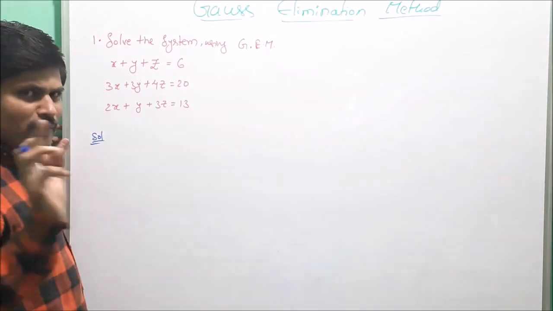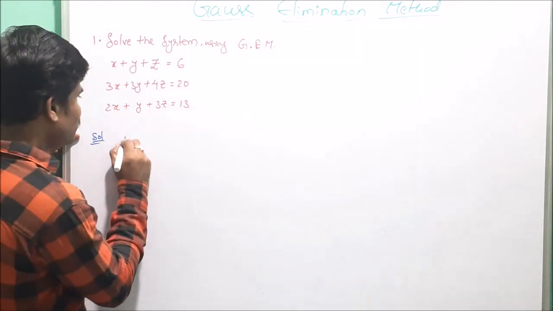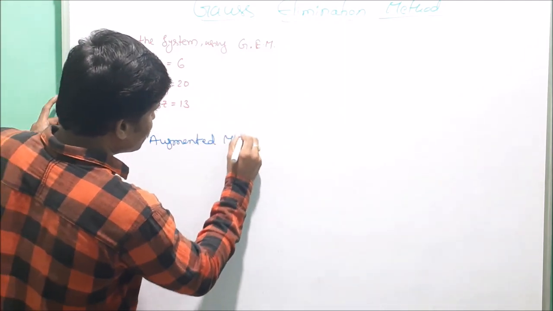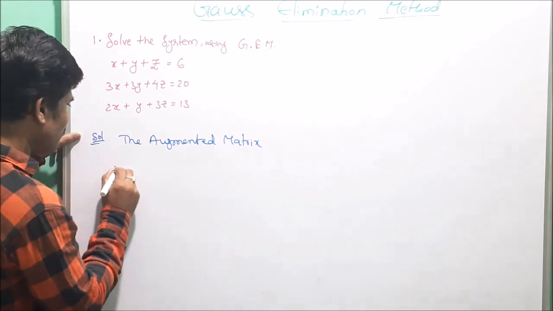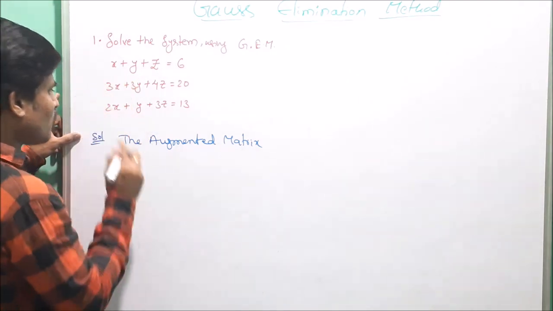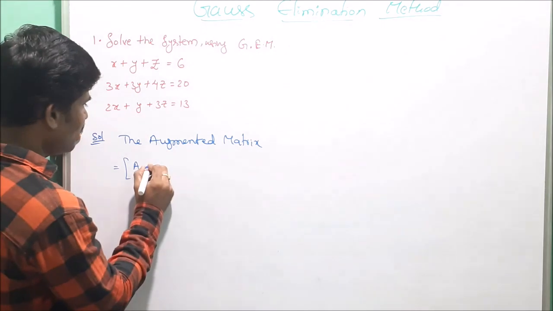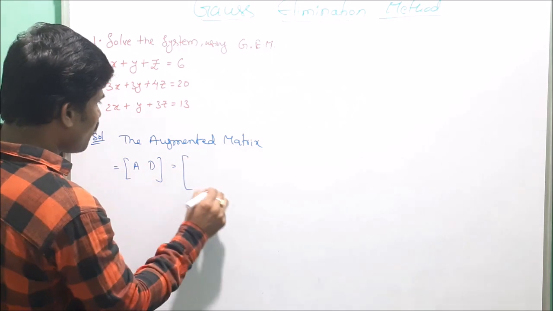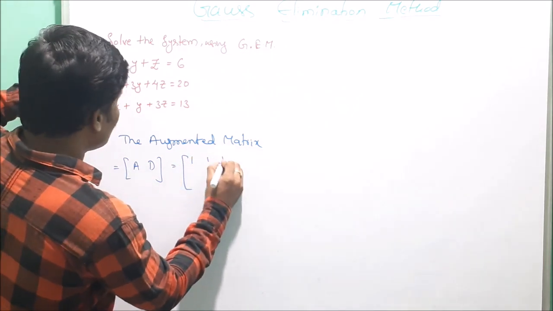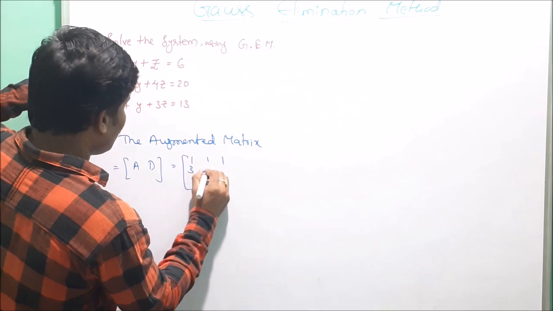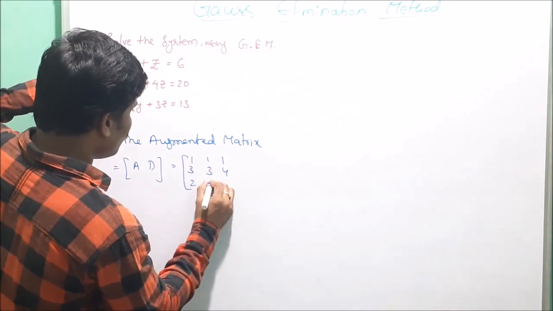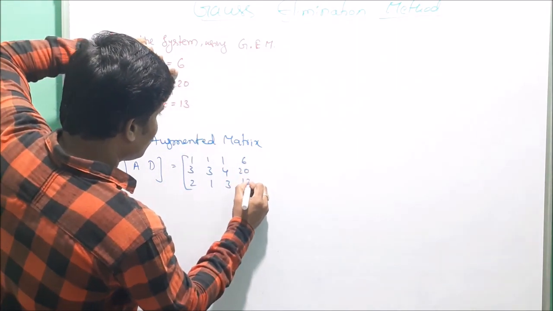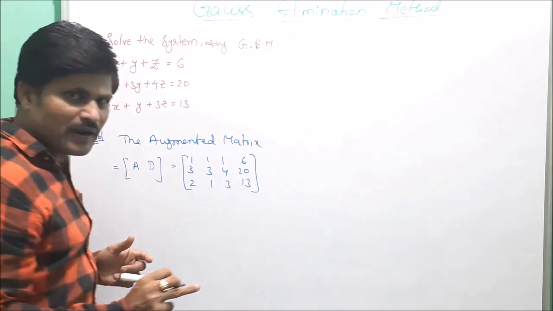Now first we write the augmented matrix of the given system. In this augmented matrix, first we take the coefficient matrix, that is A, and beside the coefficient matrix we write the constant matrix, that is D. Here the coefficient matrix is 1, 1, 1, 3, 3, 4, 2, 1, 3. The constant matrix is 6, 20, 13. So this type of matrix is called an augmented matrix.